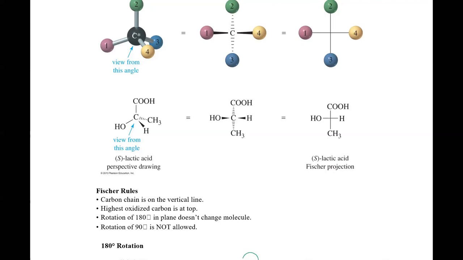Yes, we're together. Okay. The rule of Fischer. You have to look at the elements which have been given here. You look at which one is oxidized. It's the last one.